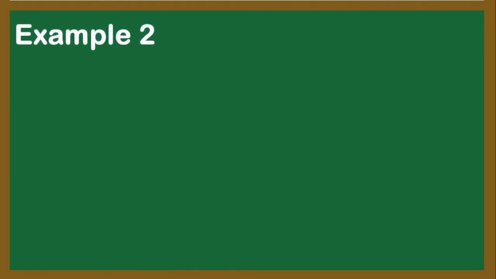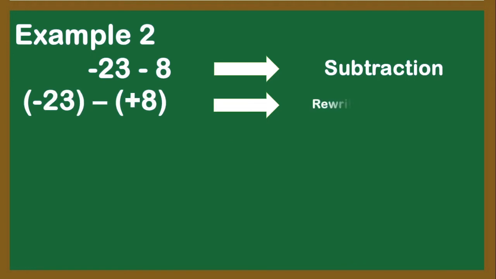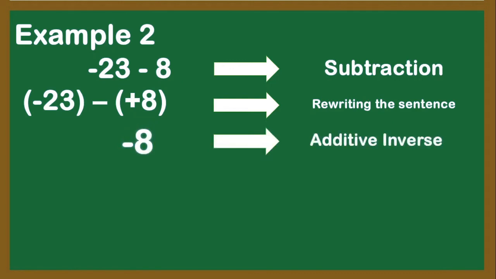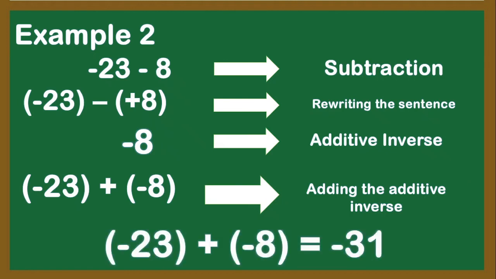Now let us have example number 2. Negative 23 minus 8 is the subtraction sentence. Then rewriting it, negative 23 minus positive 8. Then the additive inverse of positive 8, or the subtrahend, is negative 8. Then adding the additive inverse, we have now negative 23 plus negative 8. Applying the rules of addition of integers, negative 23 plus negative 8 equals negative 31. That is, negative 23 minus 8 equals negative 31.